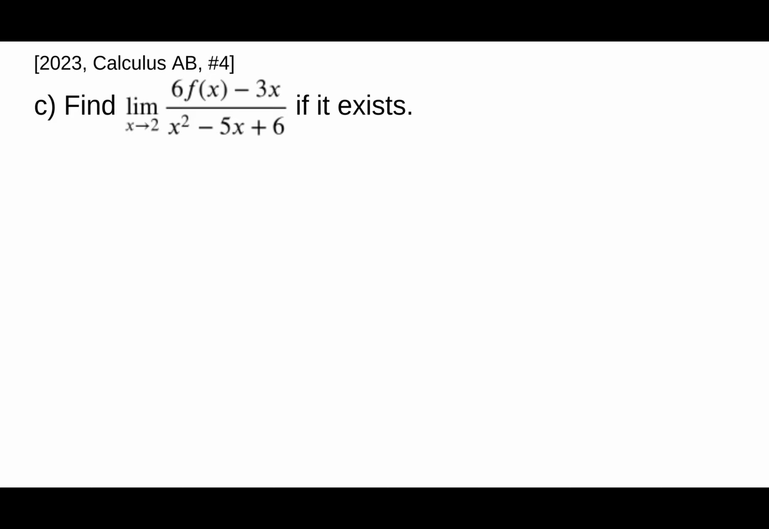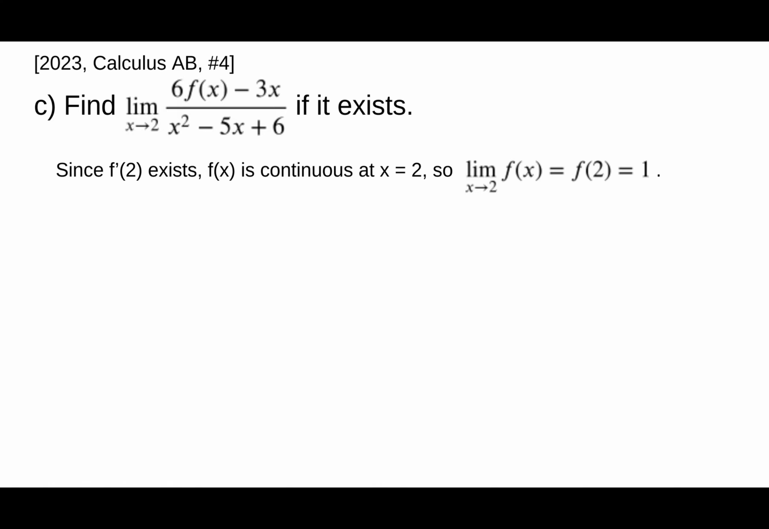In part C, we are asked to find the limit as x approaches 2 of the expression 6f of x minus 3x over x squared minus 5x plus 6, if it exists. Now, this might be a L'Hopital's rule question, it might not be, but in order to find this limit, we should probably verify that the limit as x approaches 2 of f of x actually does exist. It's kind of difficult to do because we're not really given that. We're given that f of 2 is equal to 1.